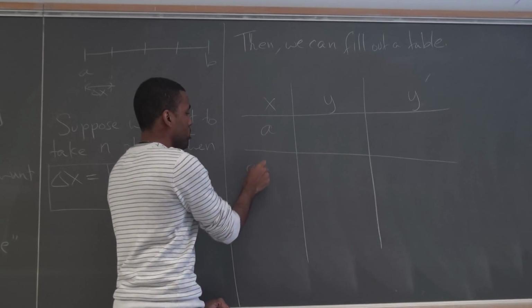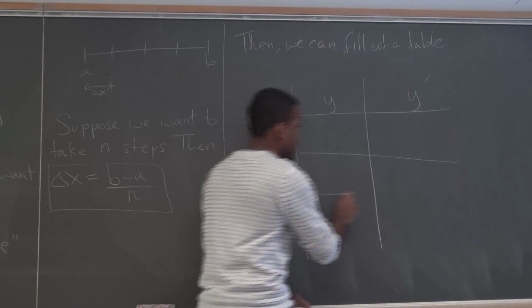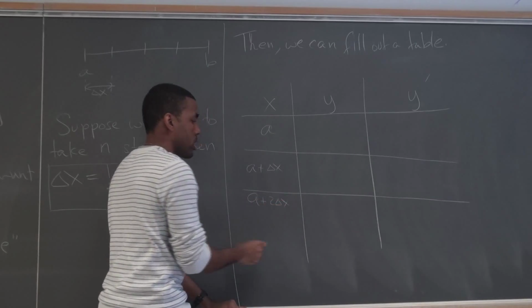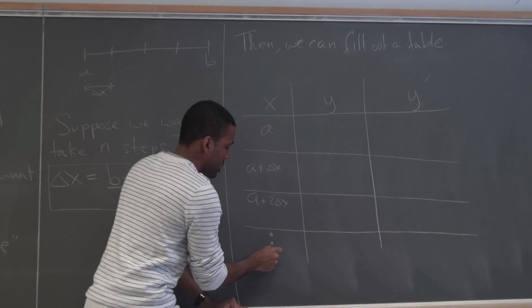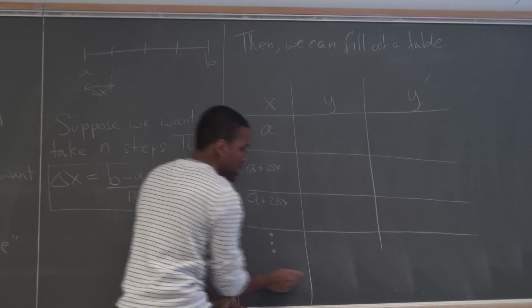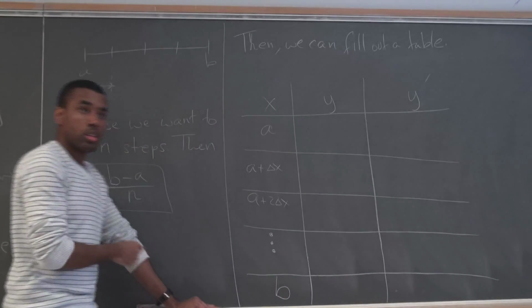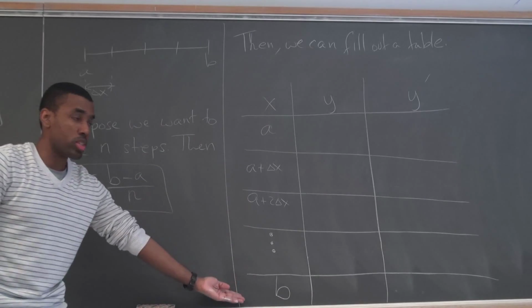So basically we're going to start at x equals a, then we're going to jump to a plus delta x, right, to get to the next point. Then we'll jump to a plus 2 delta x to take another step, and we'll keep continuing this process until we finally end up with b. Right? So we start at a and we keep taking steps to inch towards b.